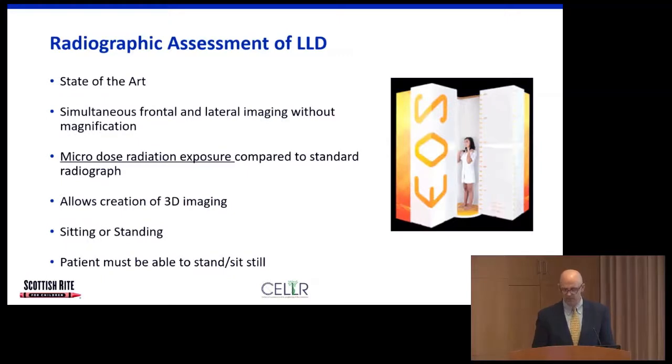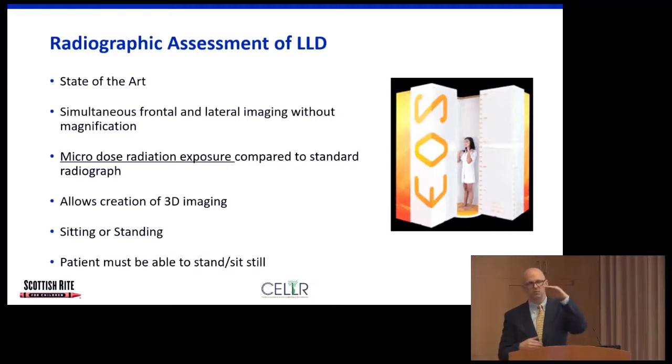The use of EOS, and the image on the right actually is the EOS machine. This has been, I wouldn't say revolutionary, but has definitely changed our practice for the better for multiple reasons. This is a radiographic technique that uses microdose radiation exposure compared to a standard radiograph, so it's much safer for the child, but we get a lot more information with a lot less radiation. We get simultaneous frontal and lateral imaging without magnification. So the patient can either sit or stand, and over the course of a few seconds, the image is obtained.